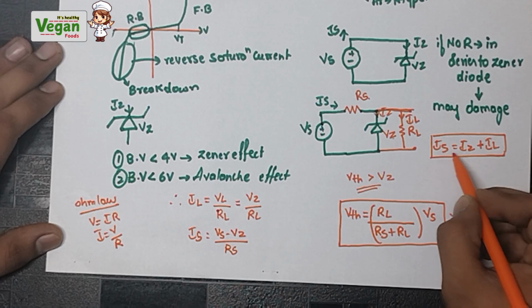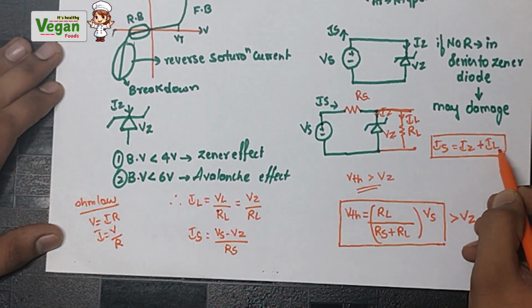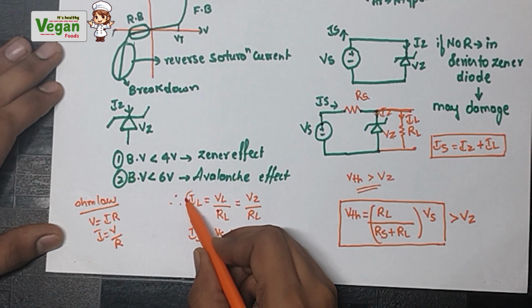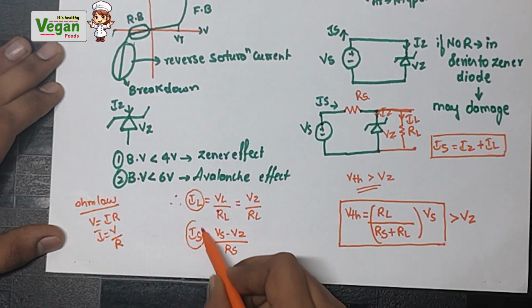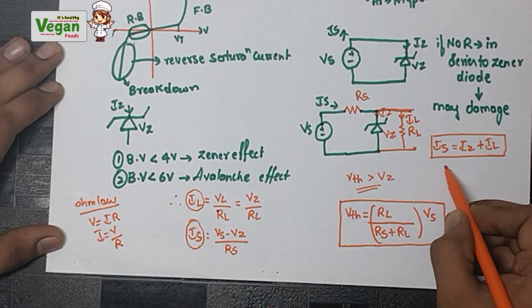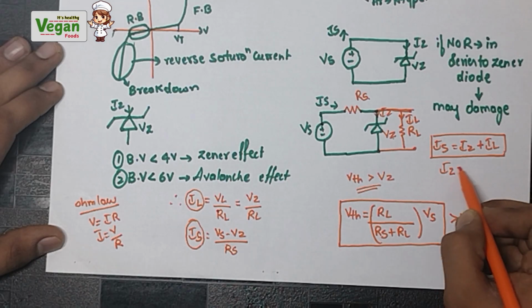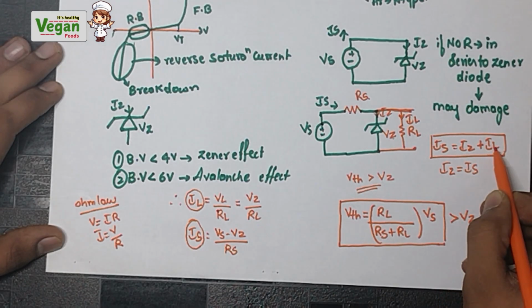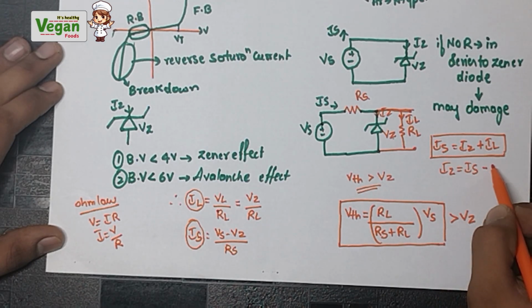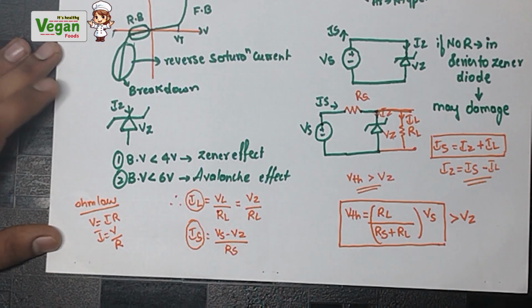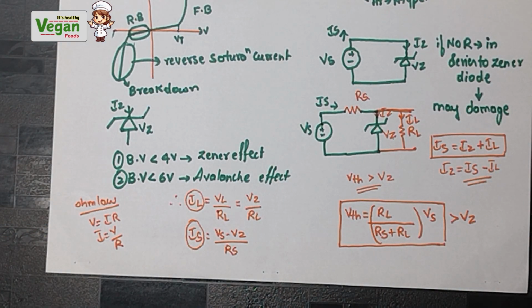I already said Is is equal to Iz plus IL. We know the formula for IL, and we know the formula for Is. To find Iz, if I send this IL to the left-hand side, Iz will be equal to Is minus IL. So this is the formula for the Zener current: Iz is equal to Is minus IL.